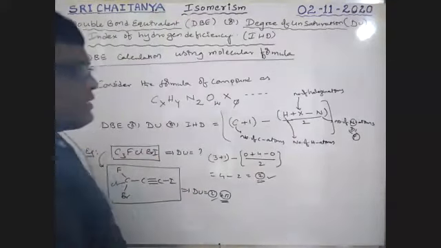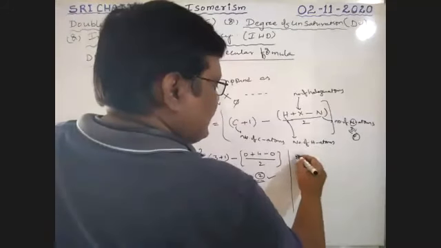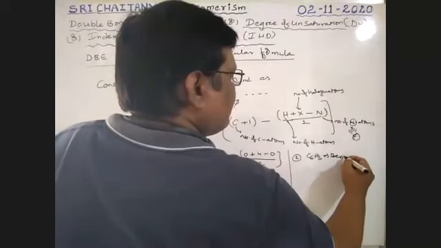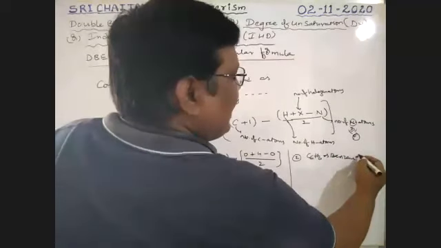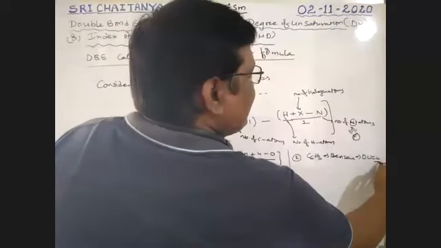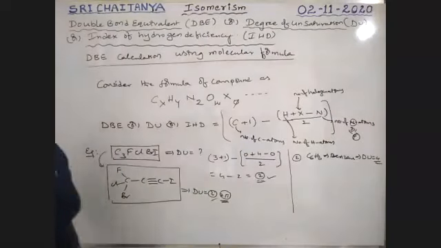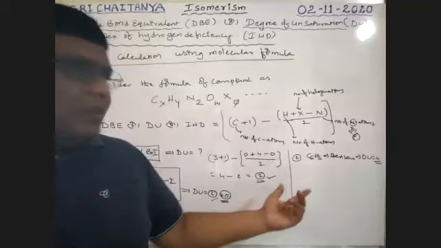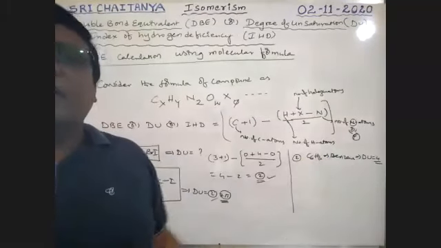See boys, let us take the second one. C6H6 is nothing but benzene. We know benzene has a degree of unsaturation equal to 4. So apply the formula for this C6H6.